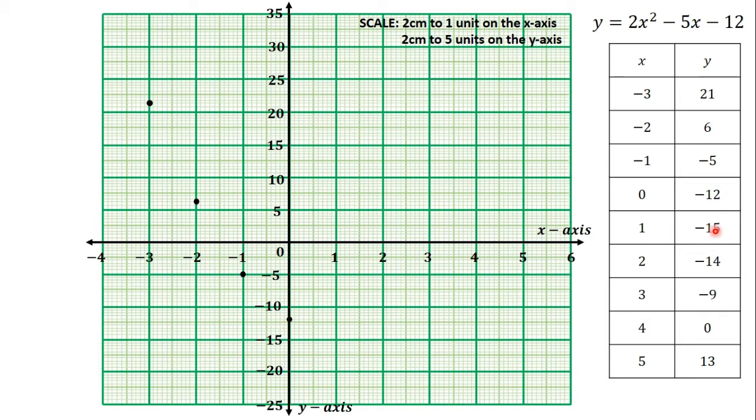The next one is 1, minus 15. So 1 on the x-axis, minus 15 on the y-axis. We have that point here. The next one is 2, minus 14. 2 on the x-axis, minus 14 on the y-axis. We have it here. The next one is 3, minus 9. So 3 on the x-axis, minus 9 on the y-axis. We have the point here. The next one is 4, 0. So 4 on the x-axis and 0 on the y-axis, so it will be on this point. Then the last one is 5, 13. 5 on the x-axis, 13 on the y-axis. So we have that point here.